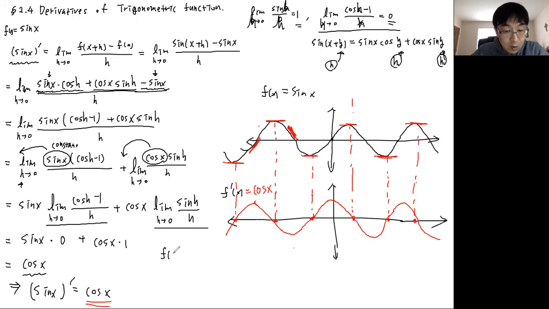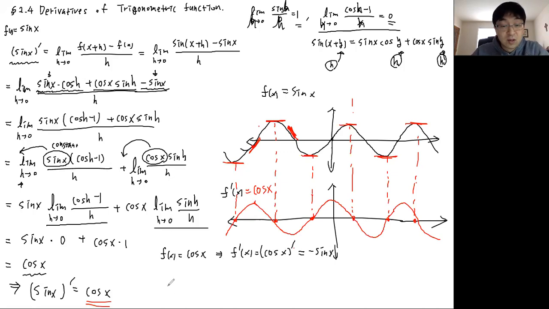For f of x equals cosine of x, what is f prime of x? f prime of x is the derivative of cosine of x, so we have negative sine of x. How can you find it? The same way. We can use the algebraic method or the geometric method.